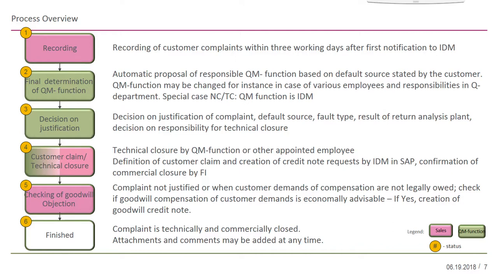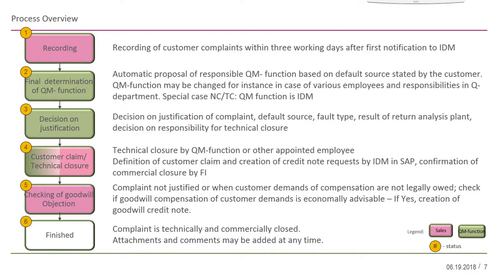So this is a brief outline of what each status is and a general overview. In status 1, which is the initial recording of the complaint, this has to be done within 3 working days after the IDM is first notified. This is going to be done entirely in the sales office, and it's going to include recording the general complaint information that's received from the customer. Then the complaint will move to status 2, which is the final determination of the QM function.